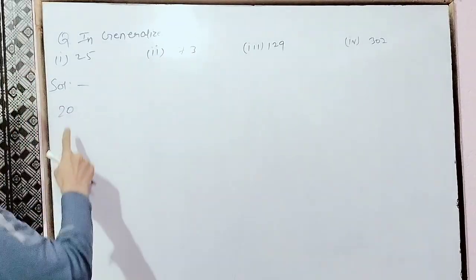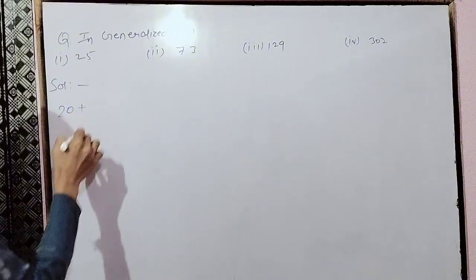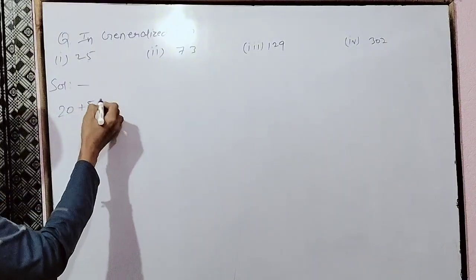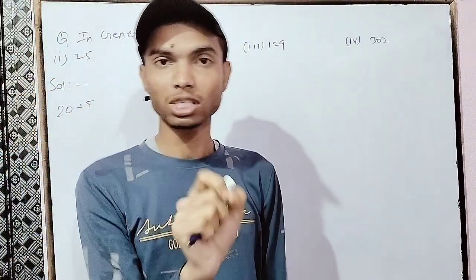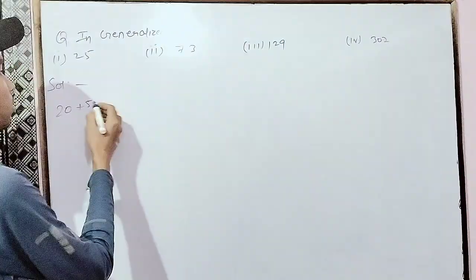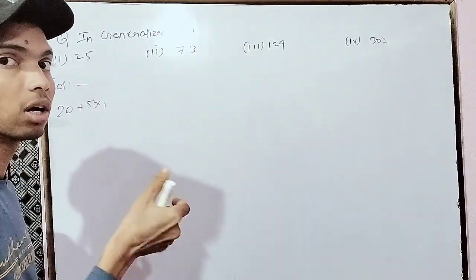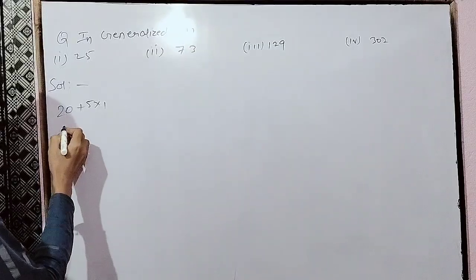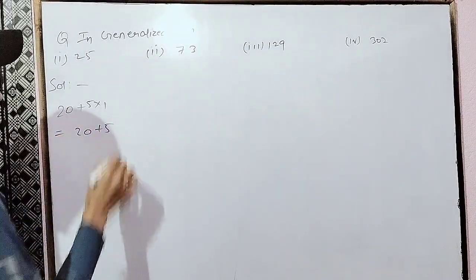So here, first, this 2 is at the tens place. That's why tens place is 10. 2 multiplied by 10 would be 20. Then next, addition. Next is 5. 5 is at ones place, which means 5 multiplied by 1 would be 5. This is in general form. Okay, 20 plus 5, like that. 2 multiplied by 10. Clear?